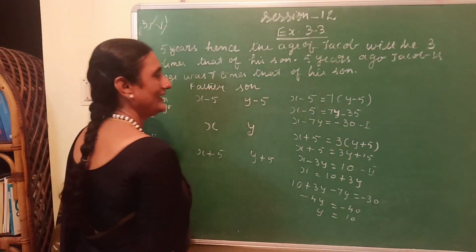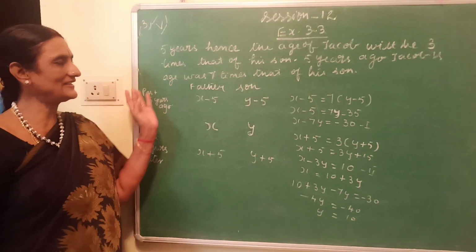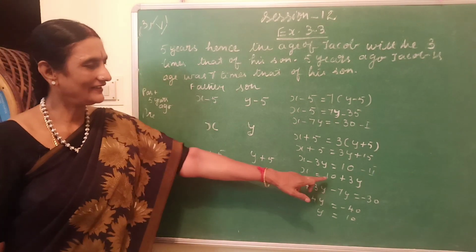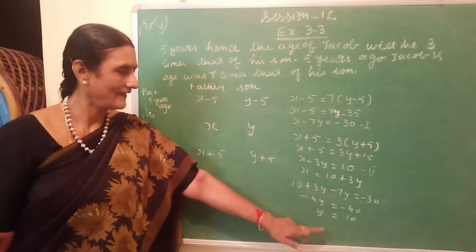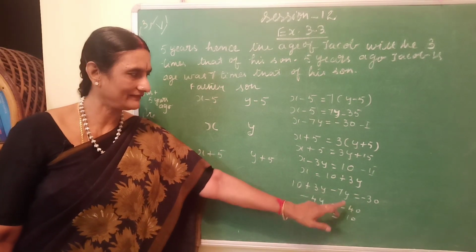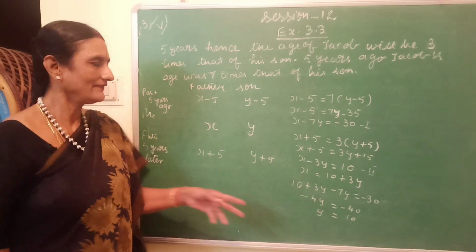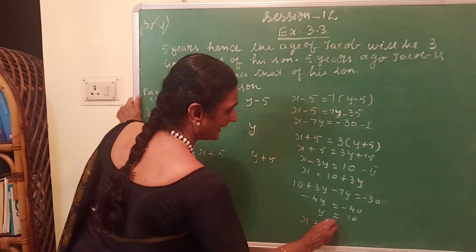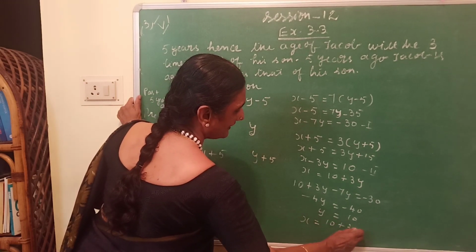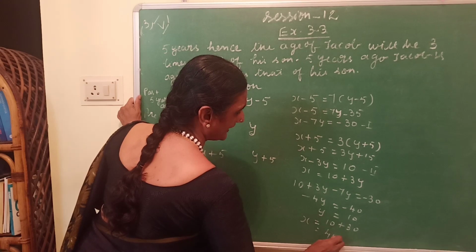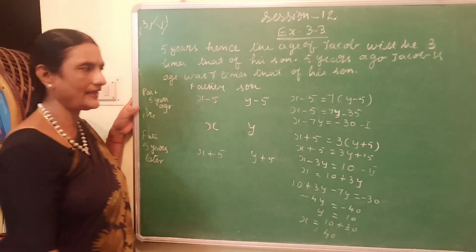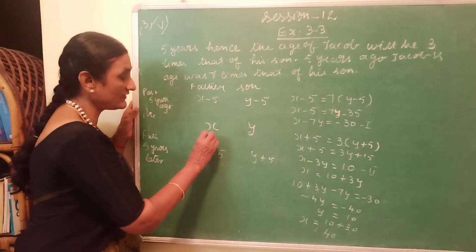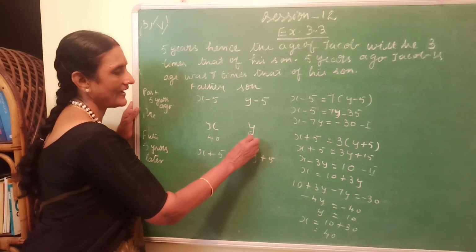Very good. What is our assumption? Y is the son's age. So what about father's age? It is X, 10 plus 3y. What is 3 times y? 30. 30 plus 10 gives you 40. Therefore, here X is equal to 10 plus 30. That gives you 40. Therefore, X is equal to 40 and Y is equal to 10 is our solution. You can even write here 40 and 10.